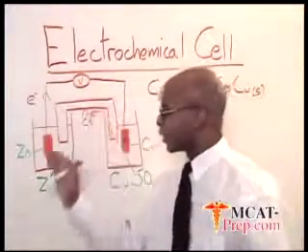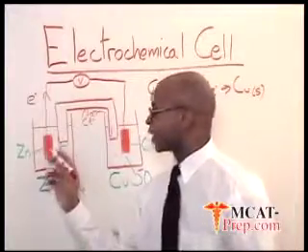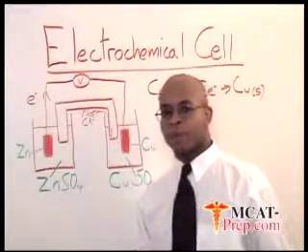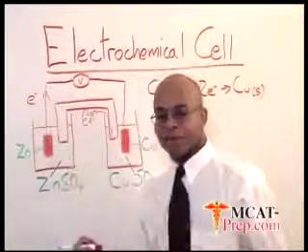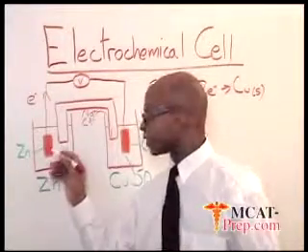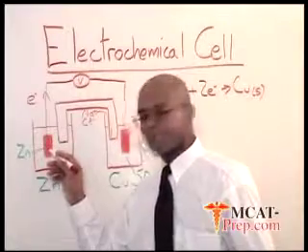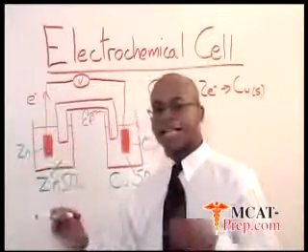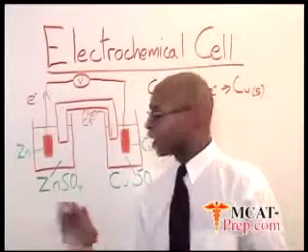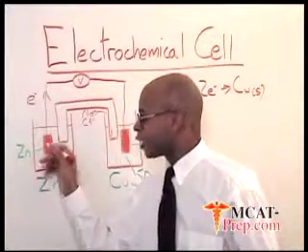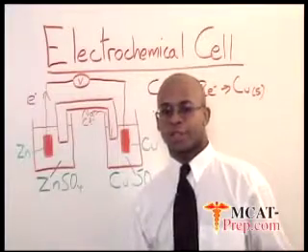Now let's go on to the other side. The zinc is giving up electrons to the copper. Every time the zinc gives up electrons, releases electrons, the solid zinc in the electrode becomes Zn2+, because it gave up electrons. So it becomes Zn2+, and therefore it falls into solution.